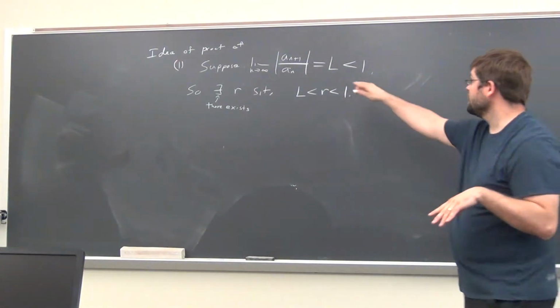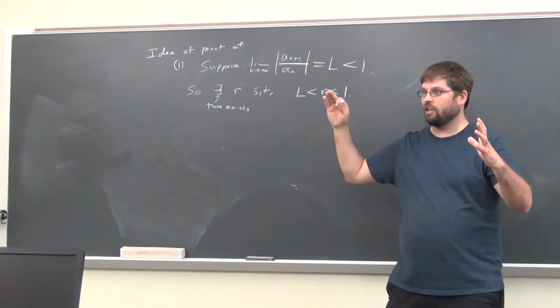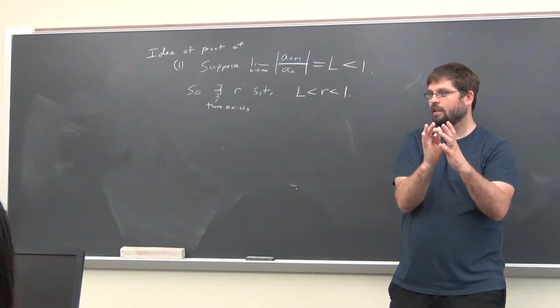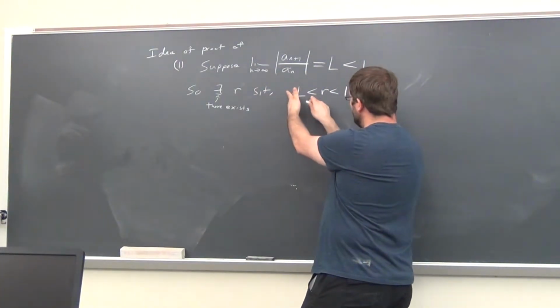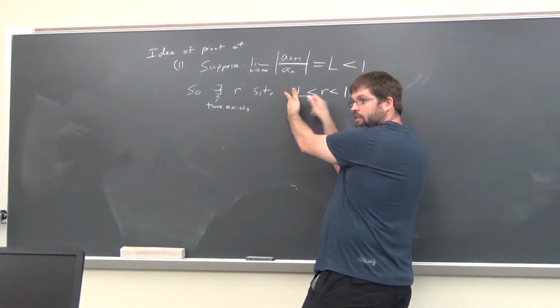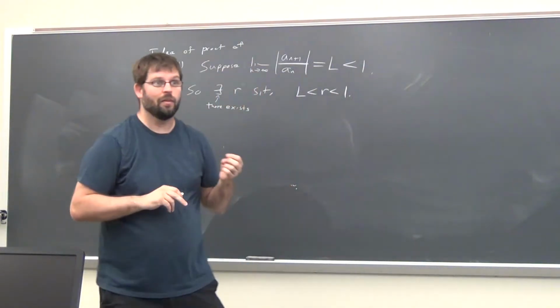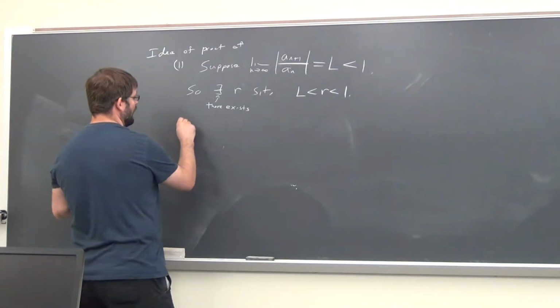And so again, what does the limit being L mean? It means the terms get closer and closer to L, right? And so if we know the terms are getting closer and closer to L, we can assume they get less than R because R is bigger than L. Does that make sense?